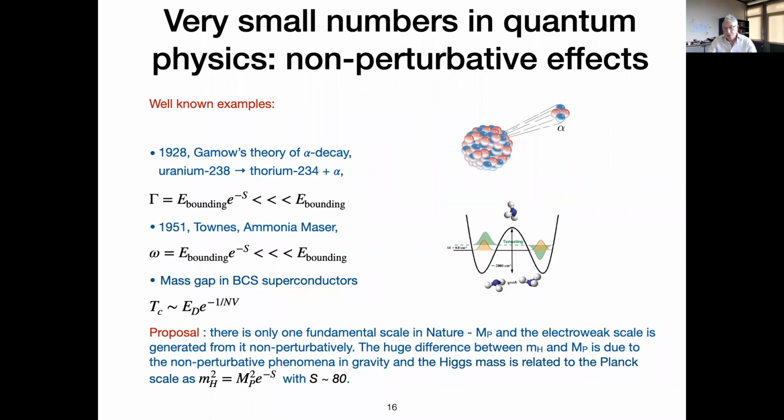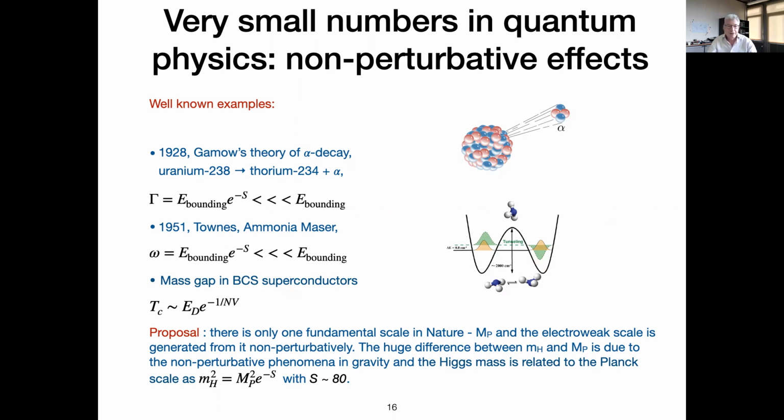Yet another example, which is also associated with tunneling and is very well known, appears already in one-dimensional quantum mechanics. If you have a double well potential and you consider the splitting between two energy levels in this potential, there is an odd energy level and an even energy level, and the difference between them is extremely small. It's suppressed by the tunneling exponent, which describes tunneling from this point to that point. Tunneling is not necessarily needed to get small numbers.